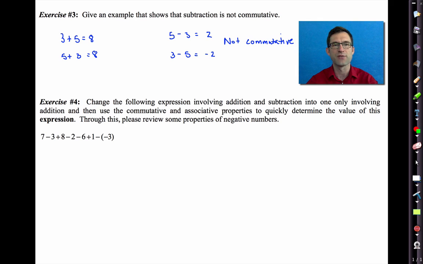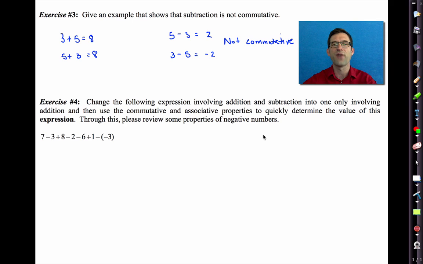And that's what exercise 4 is all about. Exercise 4 says, change the following expression involving addition and subtraction into one only involving addition, then use the commutative and associative properties to quickly determine the value of this expression. Through this, please review some properties of negative numbers. So first, let me review how to change subtraction into addition.